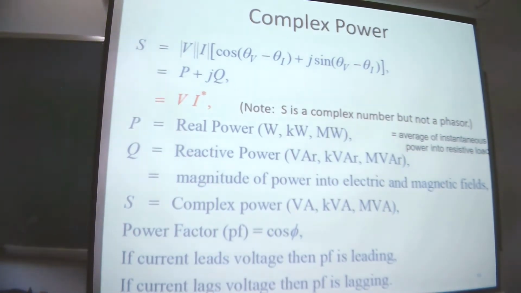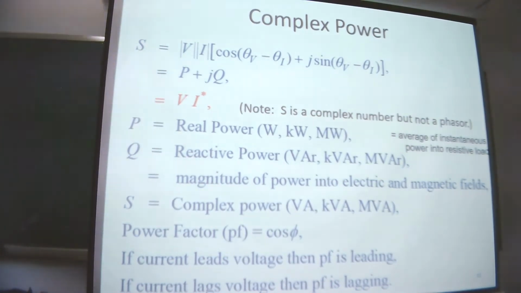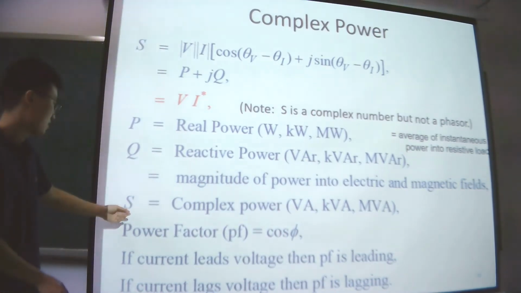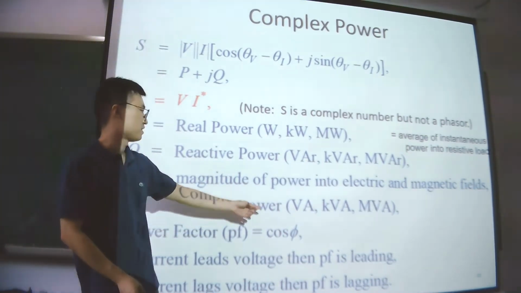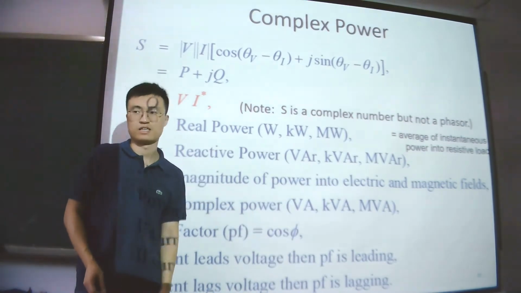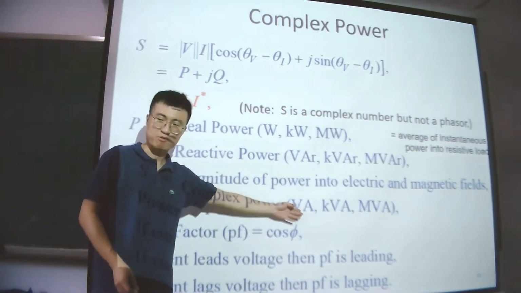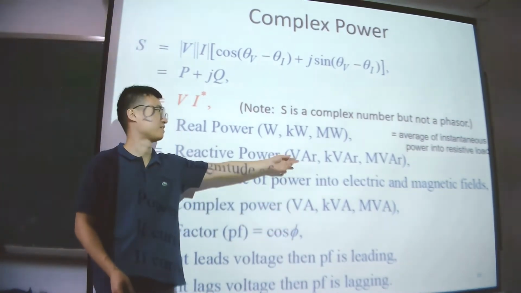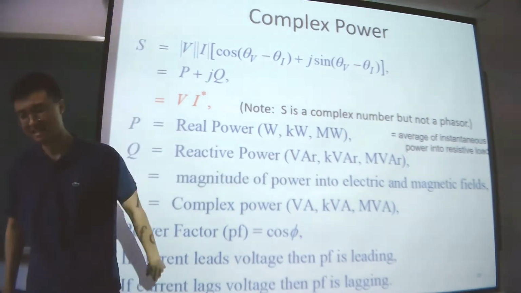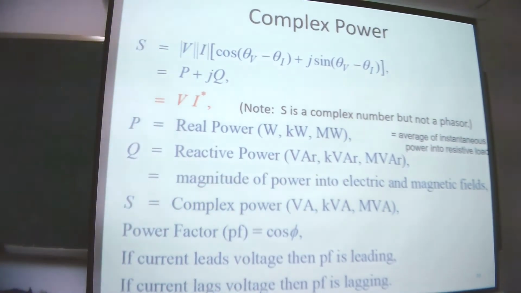The complex power is in VA, kVA, MVA: volt-ampere, kilovolt-ampere, megavolt-ampere, because the complex power comes from the voltage and the current. So this one is quite easy to understand. Volt-ampere and var. What is the meaning of volt-ampere?